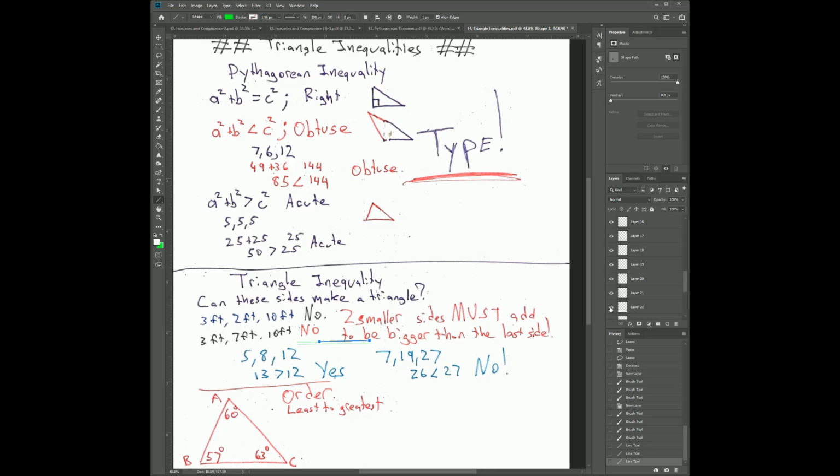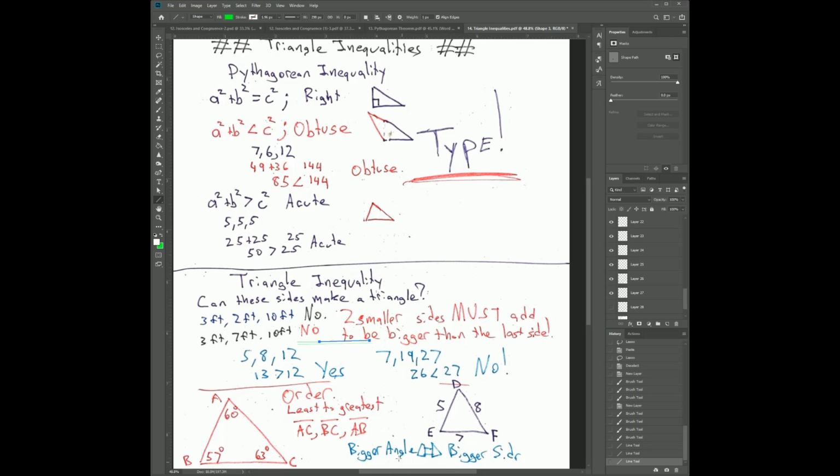The last thing that I might ask you to do is order from least to greatest. And I'm not asking you to order the angles on this one. I want you to tell me what side is the smallest and then the greatest. The smallest side is AC, then BC, then AB. But why? And then on this one, I can give you the sides, and I might ask you what angles are smallest from least to greatest.